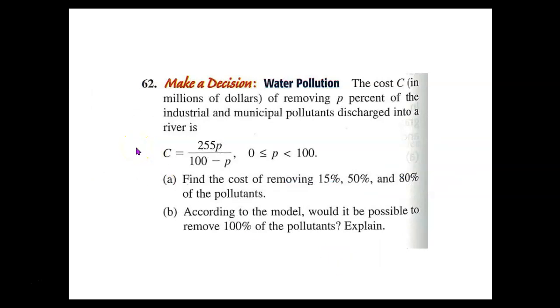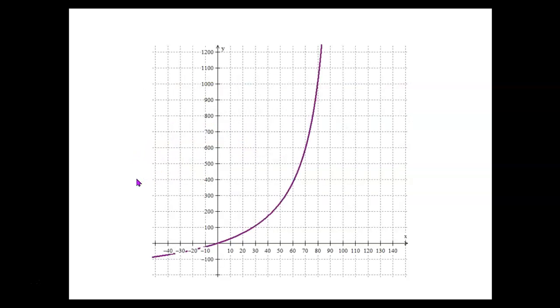This one says the cost C in millions of dollars of removing P% of the industrial and municipal pollutants discharged into a river is C equals 255 times P divided by 100 minus P. Again, if I put this into my graphing software, ask it to draw the graph of this function, here's what it looks like. And again, the only part that really applies is the part where the number you plug in is a positive number. So the x-axis, that's really what you're plugging in for P, and the y-axis is what you're getting out for C.